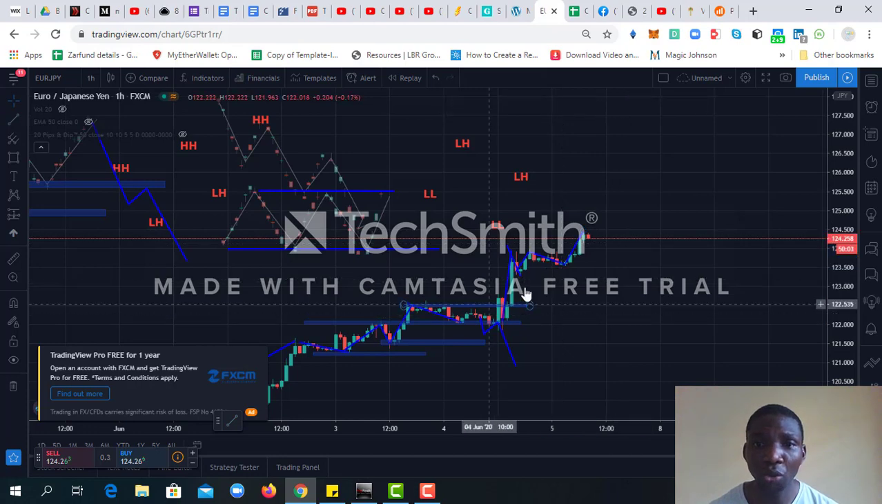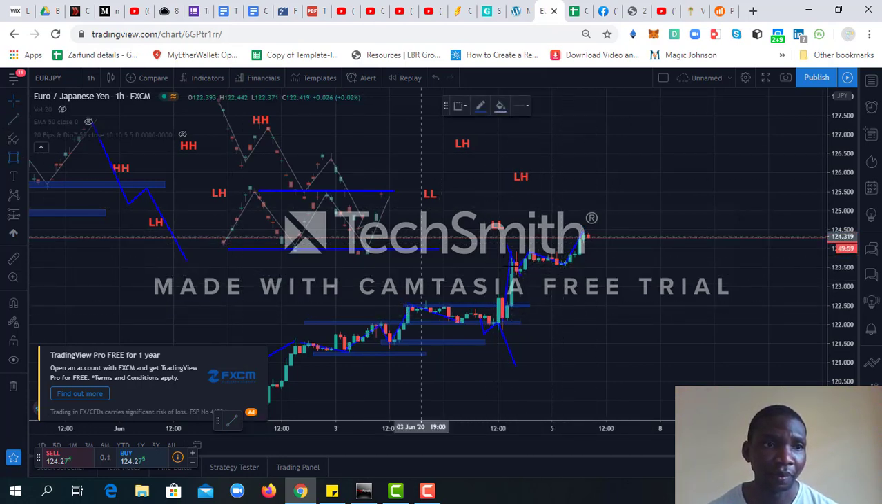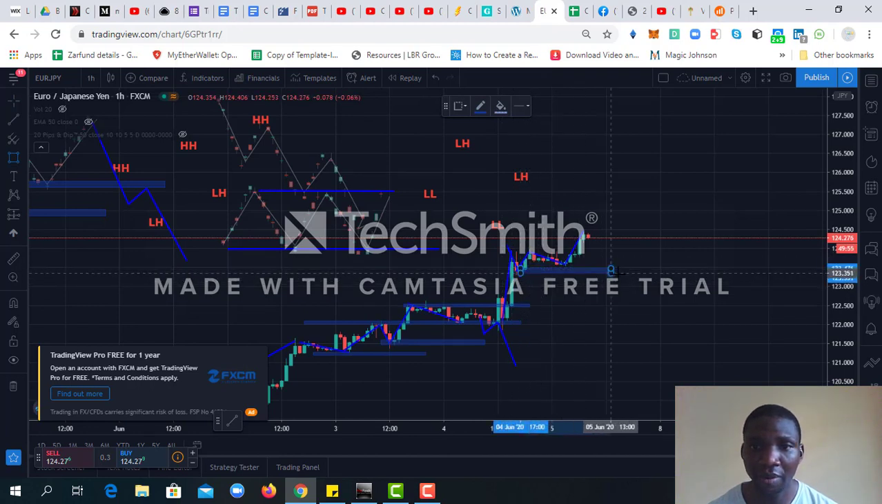So now the most recent structure definitely sits somewhere here. The most recent structure is definitely somewhere around here. This is where the most recent structure is, guys.